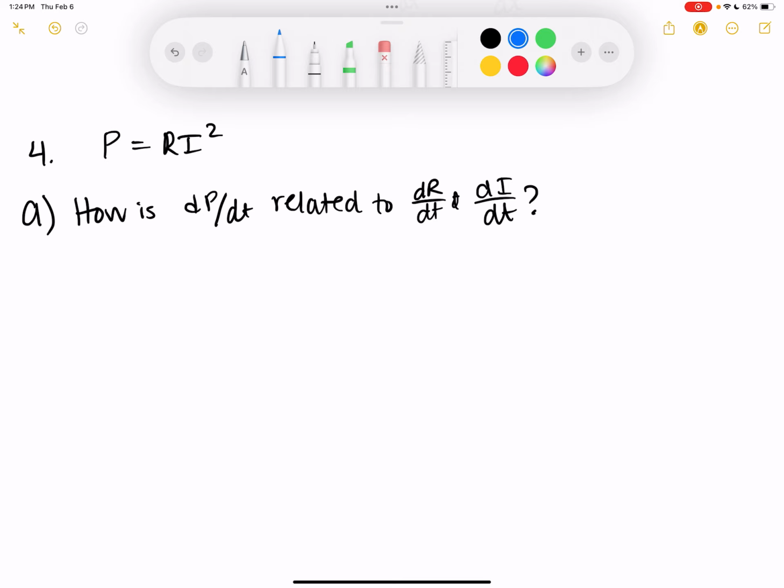All right, so did we take the derivative of this? What do we get? No, I did it wrong, and so I have to redo it. So dP dt equals I squared dr dt plus 2 i r di dt. I just rearranged everything because it looked better that way. That's it for that one.